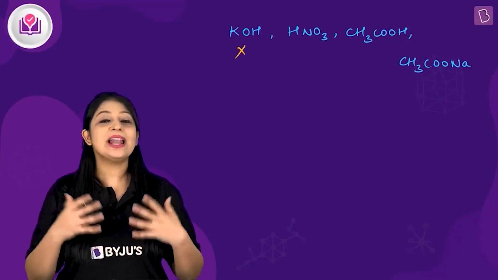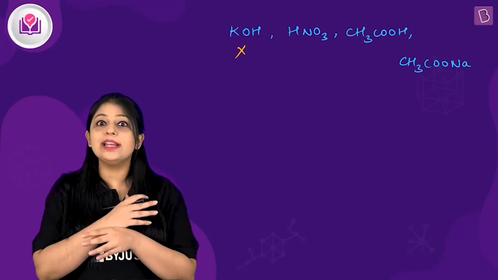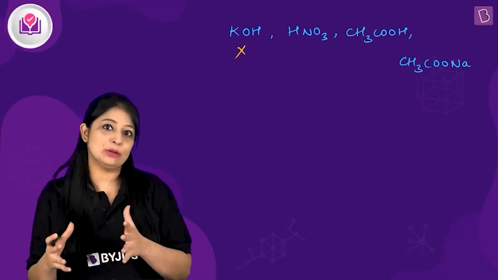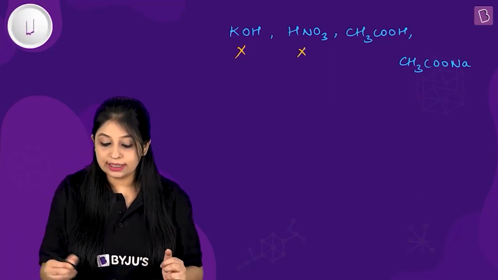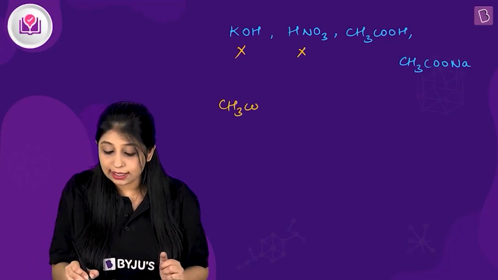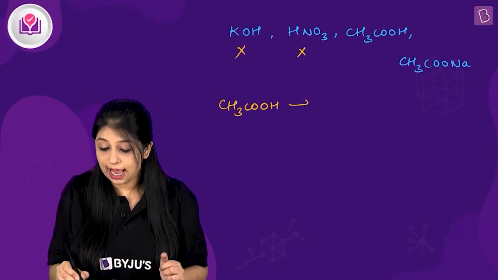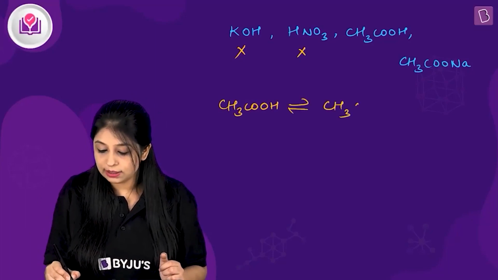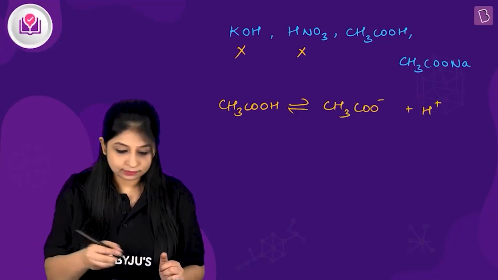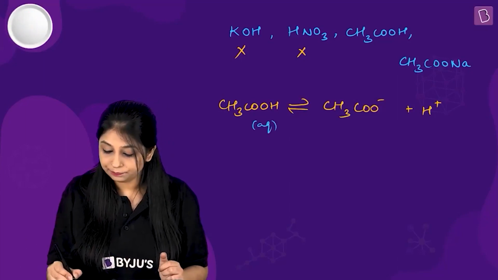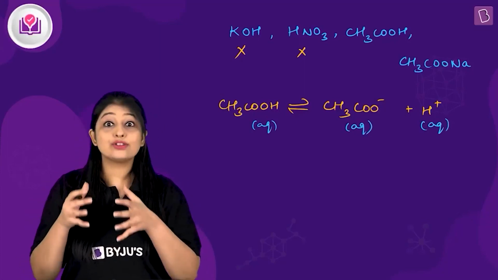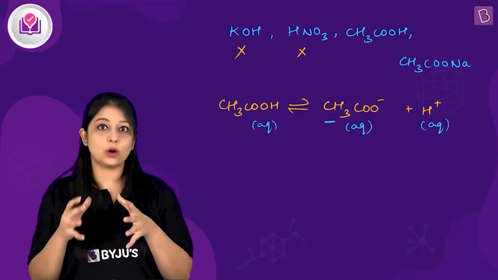What about HNO3? HNO3 is also a strong acid. It totally dissociates to give H+ ions and NO3- ions. So even HNO3 does not fit our criteria. What about CH3COOH? Acetic acid is a weak acid, and it dissociates to give CH3COO- plus H+ ions, all in aqueous medium. Here, CH3COO- is our conjugate base.